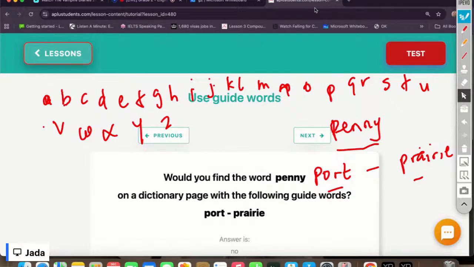So what's your answer here? No, exactly. We cannot find penny in between pot and prairie because pot is P-O, so this is O here, and prairie is R, so this is R. In between we have O-P-Q-R. So we cannot find penny, which is E.